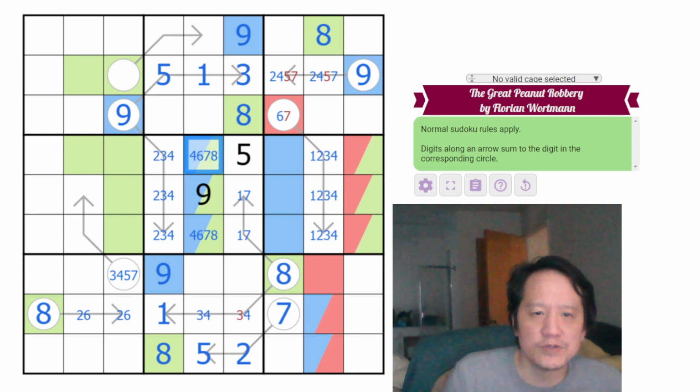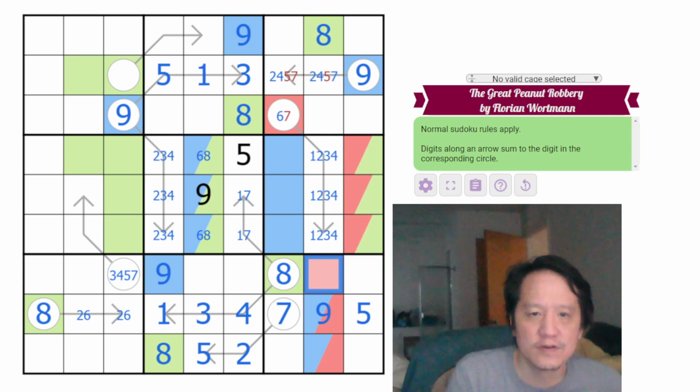So we know this cannot be 4 or 7. This can be 6 and 8. So this is 4. Yeah, 4. This is 3. We have 9. And this is 5. So this has to be 6, which means this cannot be 1, 2, or 3.